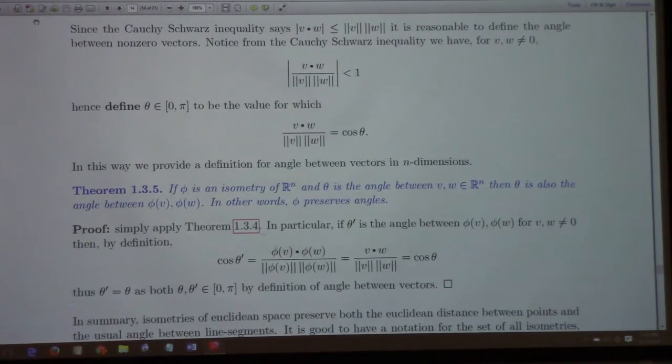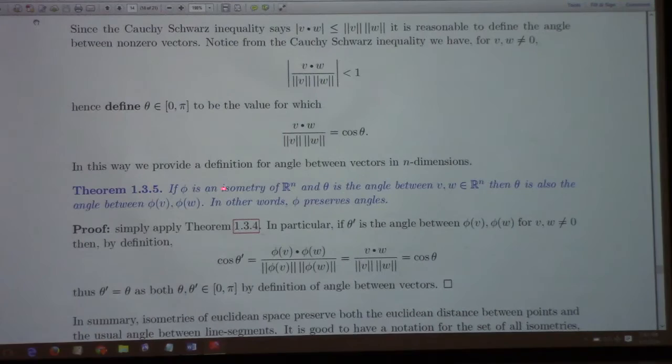I then would remind you that dot products define angles because of the Cauchy-Schwarz inequality. Because we know that the magnitude of the dot product is less than or equal to the product of magnitudes of the vectors involved, provided the vectors are non-zero, we can form this quotient. This quotient has magnitude less than 1. It follows that this is represented by a cosine between 0 and pi. Consequently, we can define angle in n dimensions by this ratio.